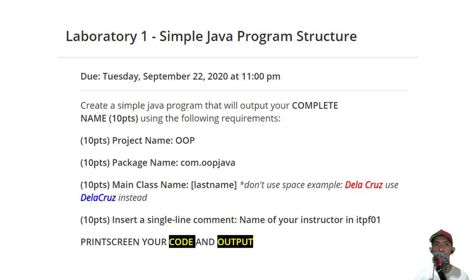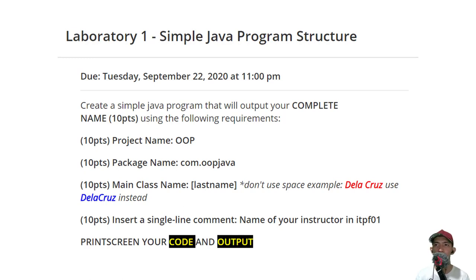For example, 2 words, gagawin lang nilang 1 word since hindi nga tayo po pwedeng gumamit ng space. And then another one is insert a single line comment, which is na tackle natin do sa last video. Ko-comment nila yung name of their instructor in ITPF01, which is ako.